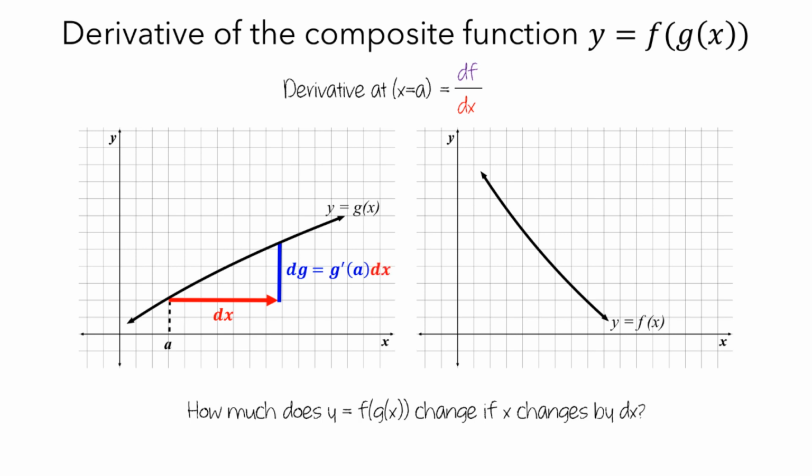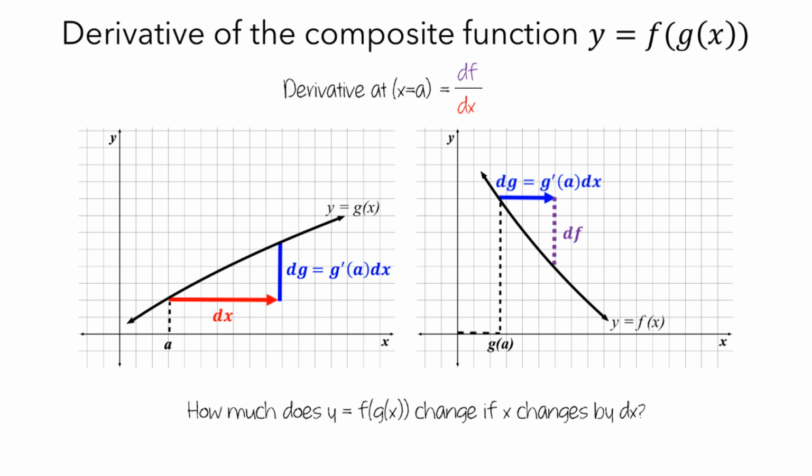Next, let's think about the composite function f of g. We need to think about the output of g of x as the input to f. So now, we'll think about the value of g of a as the input to the function f. And then, the change in g becomes a change in the input to the function f. The resulting change in the output of the function f is df.